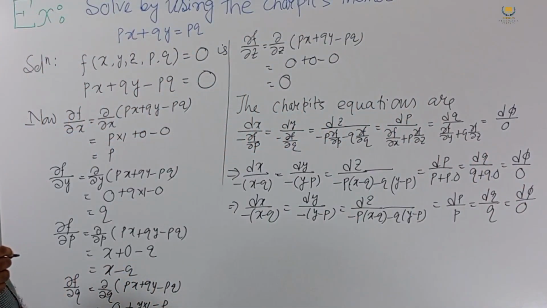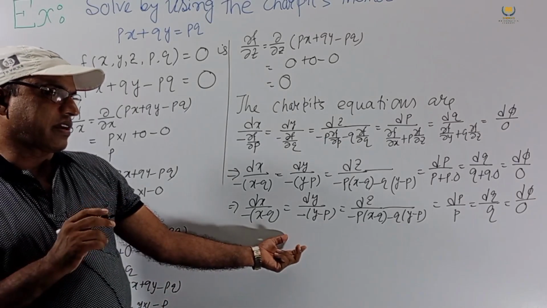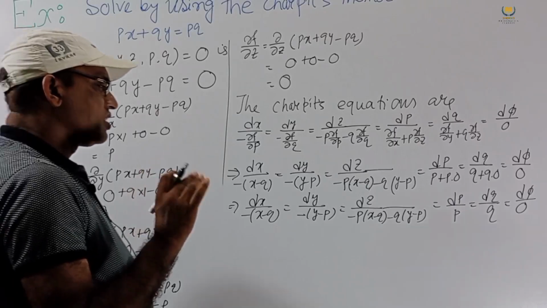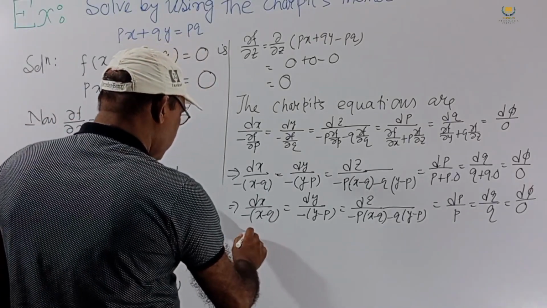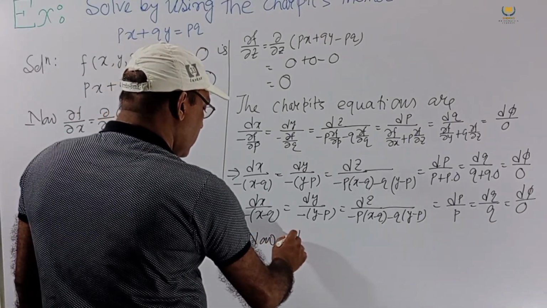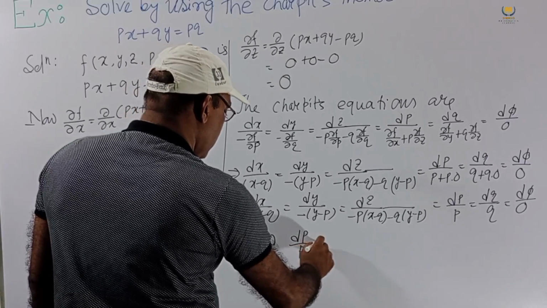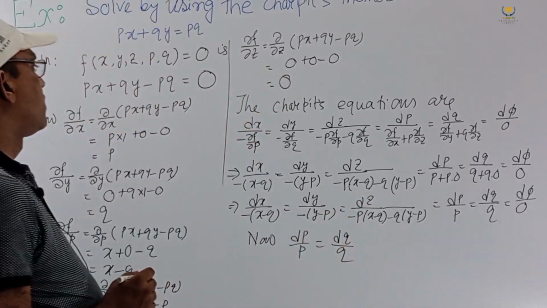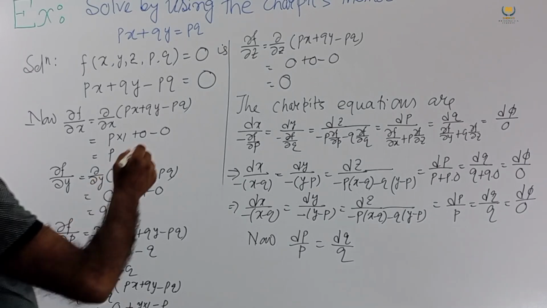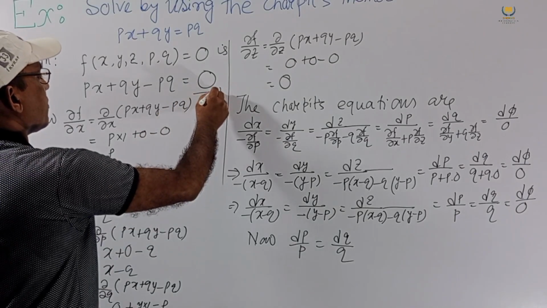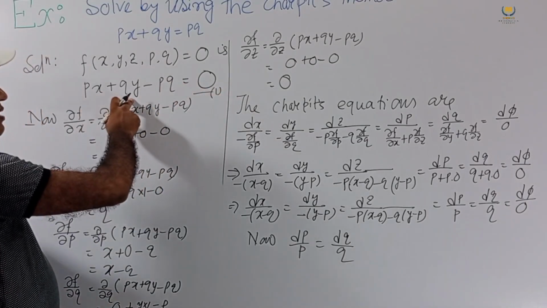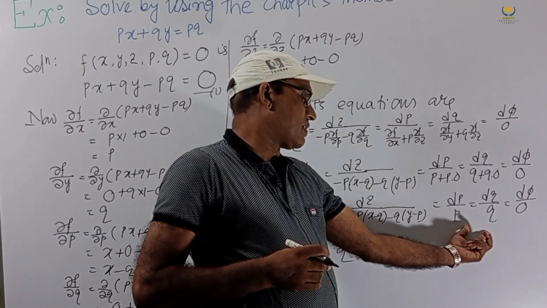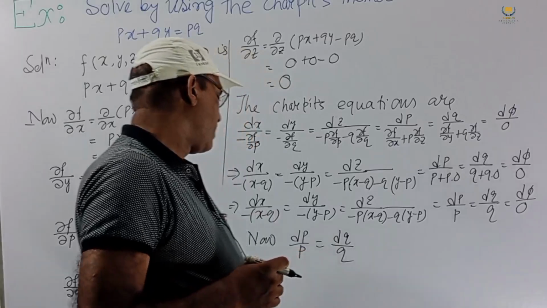So this is our Charpit's equation. After calculation we get the Charpit's equation. Now we consider one smallest portion: dp by p equals dq by q. Initially consider this equation number 1, px plus qy minus pq equals 0. So we consider these two pairs.